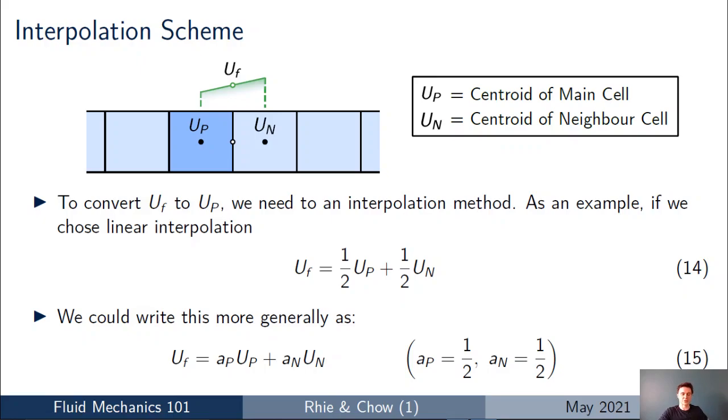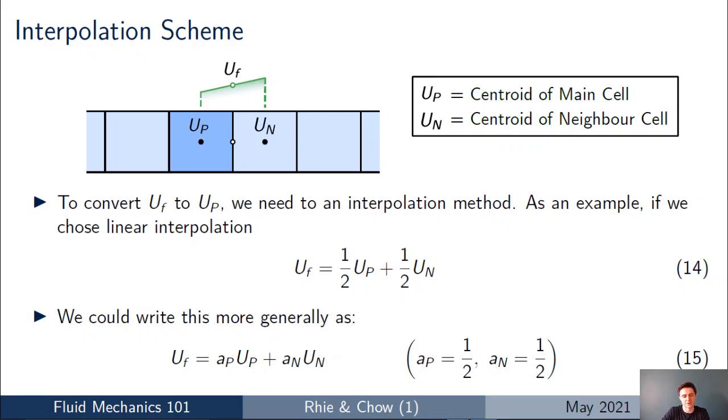We could say UF is equal to AP, where AP is some coefficient multiplied by UP, plus AN, which is some coefficient multiplied by UN. And we can see that if we just take values of a half, that would be fine for our linear interpolation or central differencing. Now, the reason I've kept it in this general form is the method of the interpolation scheme is generally kept open to the user. You may see this in your CFD codes where you get to choose, am I going to use upwind differencing or linear interpolation, for example, what discretization scheme am I going to use? We need to keep it general in the derivation that follows.